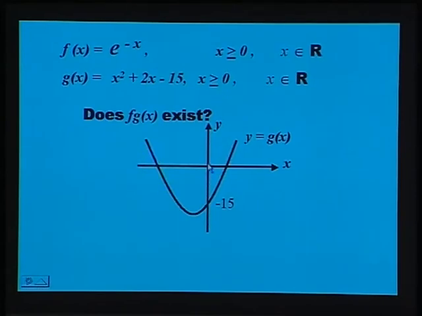Now, since we have restricted the domain to positive values of x, the range of g would be given by g(x) is greater or equal to minus 15. So the range of g(x) for the domain x greater or equal to 0, x real, would be given by g(x) greater or equal to minus 15.